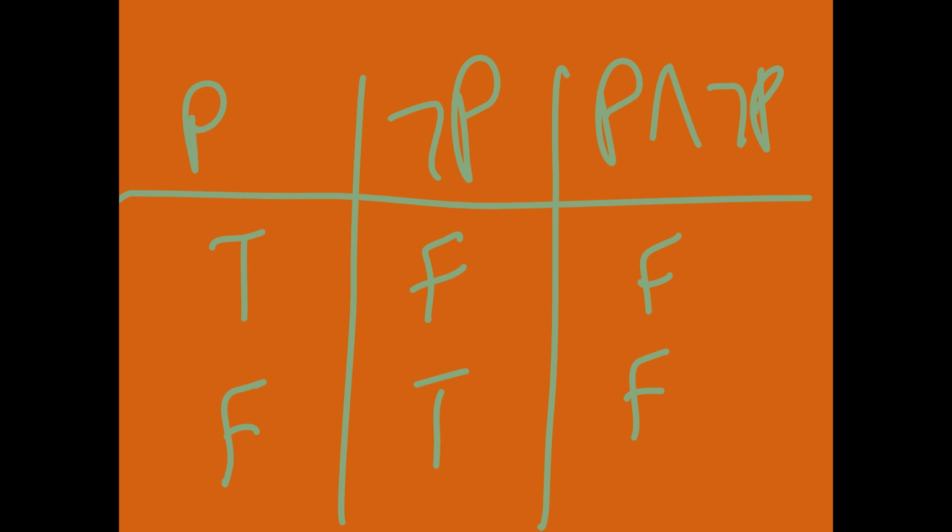So let's make P false. Well, then not P is true, so both of them aren't true still, so the overall conjunction of the two is going to be false. And we can see that overall the conjunction of P and not P is false. Therefore, it's a contradiction.